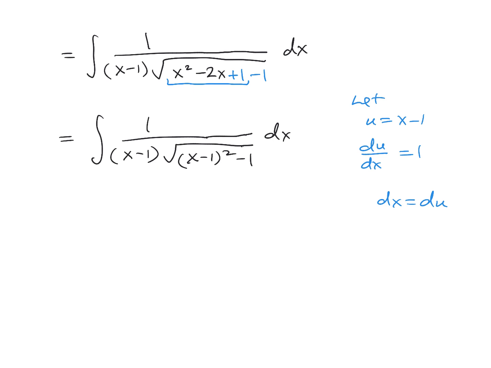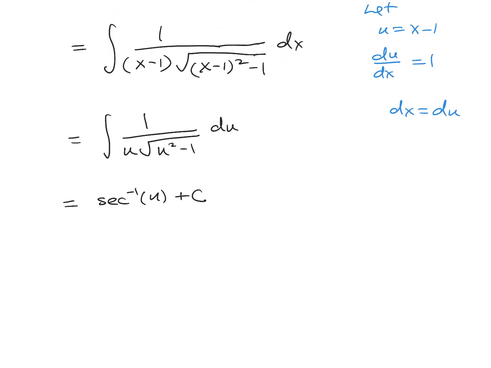All right, so next up, let's go back and rewrite our integral. This is the integral of 1 over u times the square root of u squared minus 1 du. And this is just like our inverse secant integral. So this is going to be the inverse secant of u plus c. And then last step, replace the u. This is the secant inverse of x minus 1 plus the constant c.